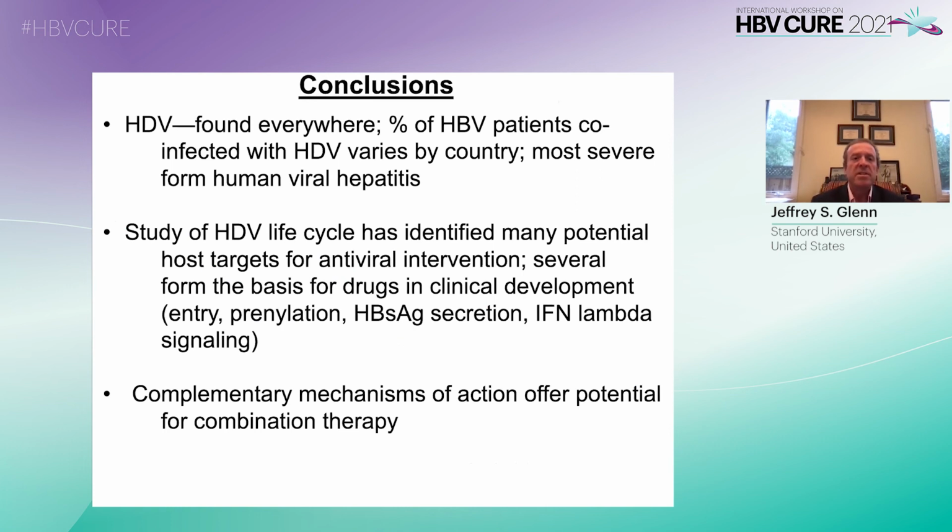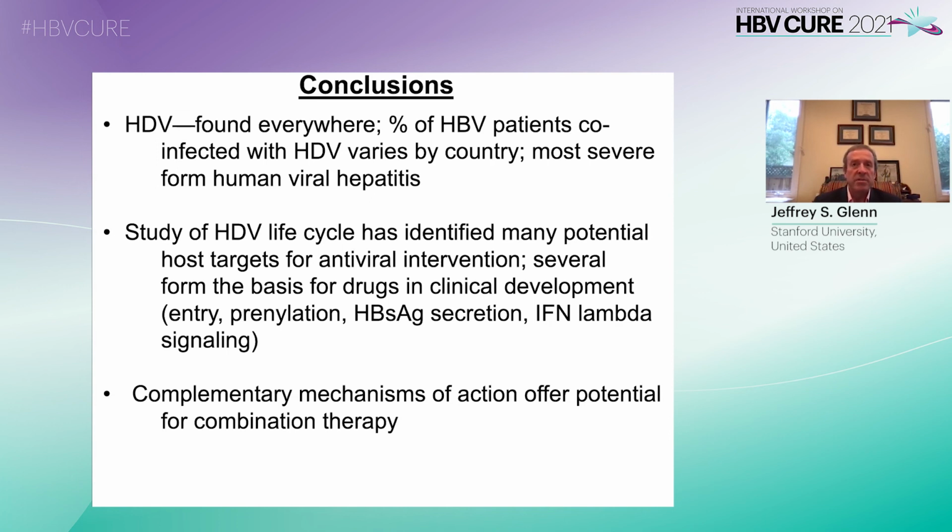So the take-home message is that Delta is found everywhere. The percent of HBV patients co-infected with Delta varies by country. It's the most severe form of human viral hepatitis. Fortunately, studying the HDV life cycle has identified many potential host targets for antiviral intervention.